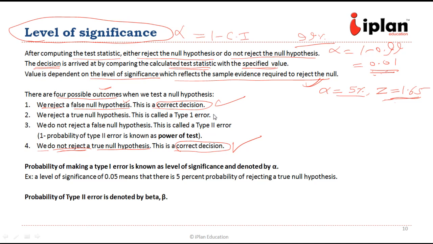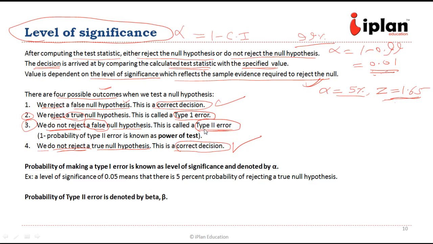Now there are two other possibilities where we can make an error. First, where we are rejecting a true null hypothesis. The null hypothesis was true, but we collected sufficient evidence to reject it. This is an error. It is called type 1 error. Similarly, there is another case where we are not able to reject a hypothesis which was false. Again, we are making an error. This is called type 2 error.